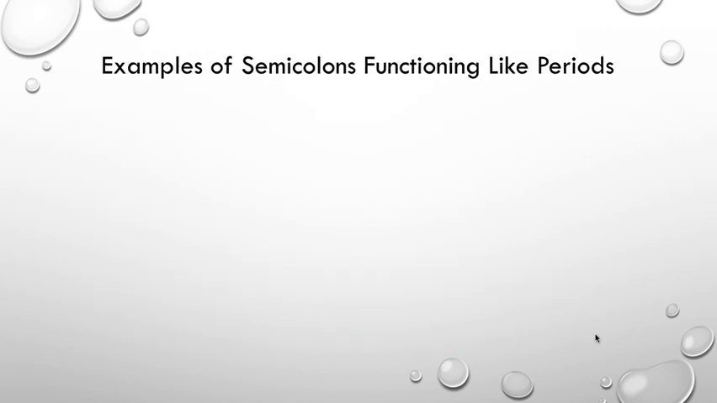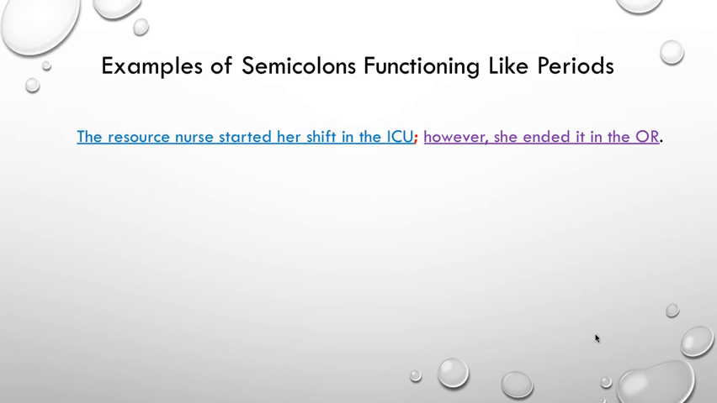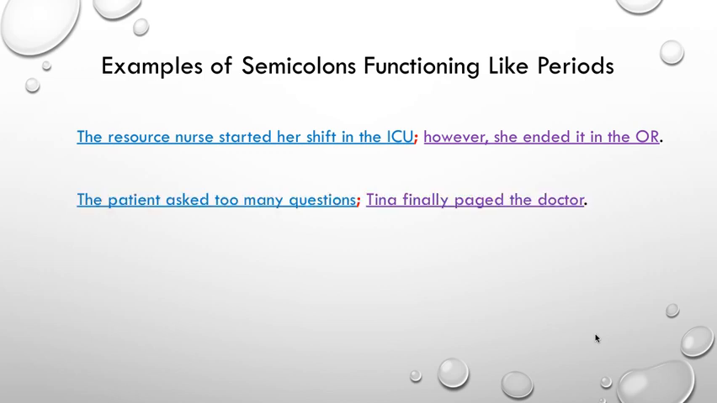So here are some examples of semicolons when they're functioning like where a period would be. So for example, the resource nurse started her shift in the ICU. You could have a period there, that's a full sentence. You have another sentence about her shift, however, she ended it in the OR. We're talking about the same shift, same nurse, two short sentences, so you can combine them into one sentence using the semicolon.